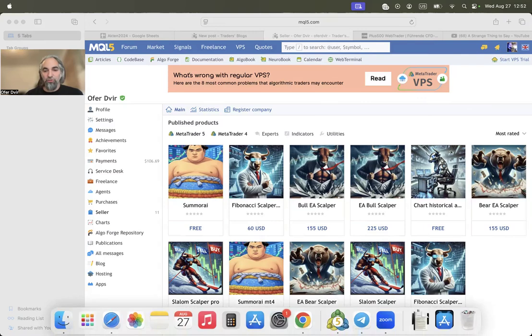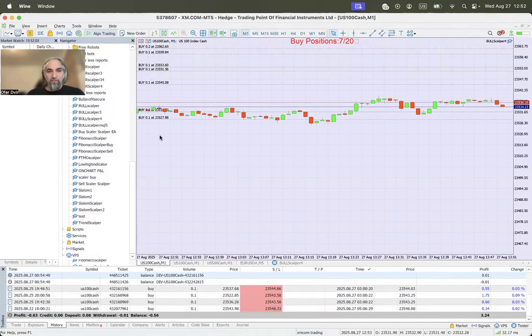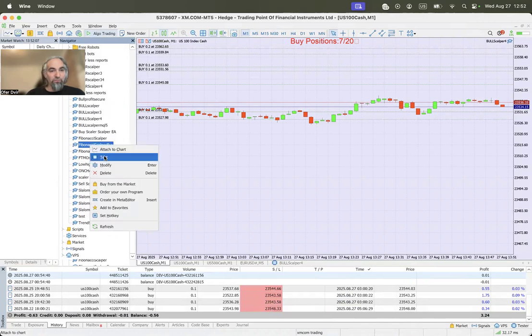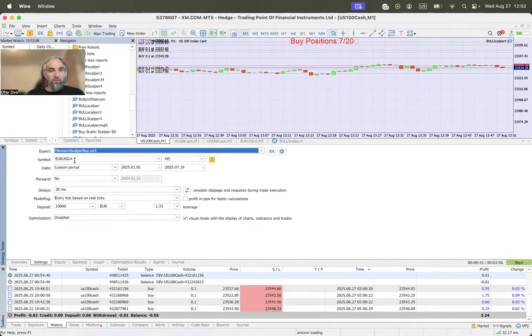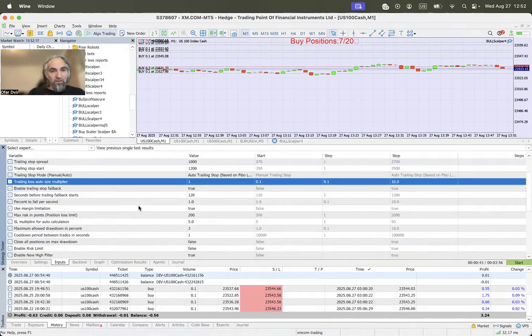So why Fibonacci? Let's have a look. When you go to the website you can download a demo and then click test. We're gonna test today the Forex, euro versus dollar. Let's have a look at the inputs.